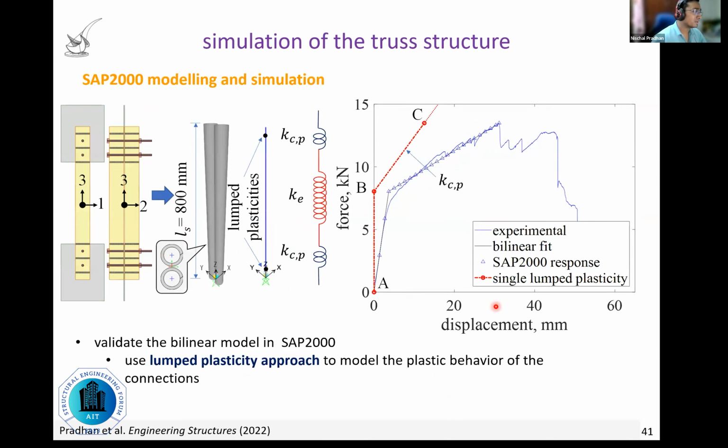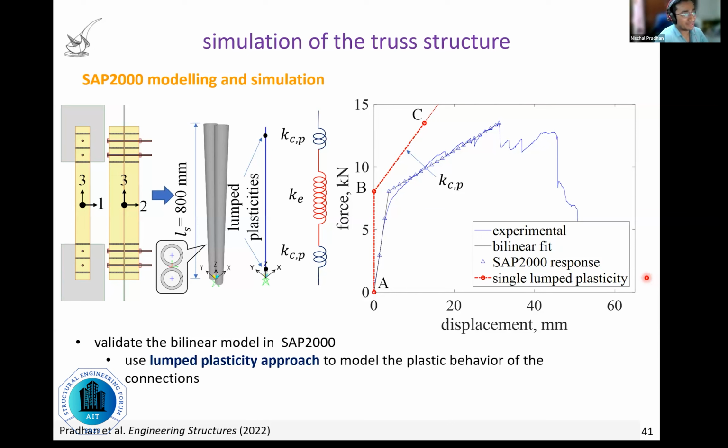First of all, the elastic response of the axial member is modeled using a single frame element of stiffness KE. The plastic response, on the other hand, is modeled using plastic hinges. And these hinges perform in a way similar to FEMA 356 hinges, which is well known to everybody, right? And as you can see, the proposed SAP 2000 model perfectly reproduces the experimental bilinear curve, right?